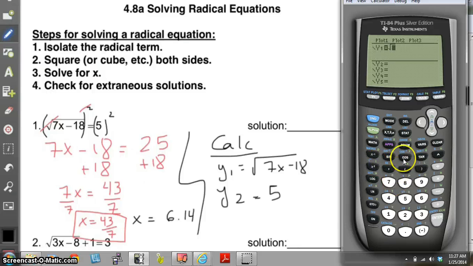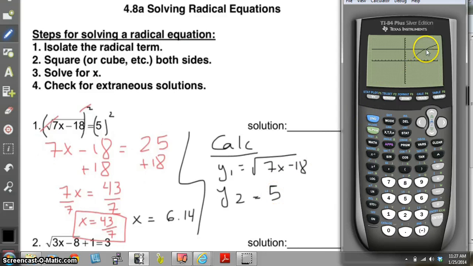Now you can also use this method to solve, so if it's a multiple choice answer, you can choose to do it all on the calculator like I'm doing right now. It gives you the answer and everything. But if I ask you to show your work, then you have to do it the algebraic way and use the calculator to check. So then you graph. On y1 you enter square root of 7x minus 18. On y2 you enter 5.